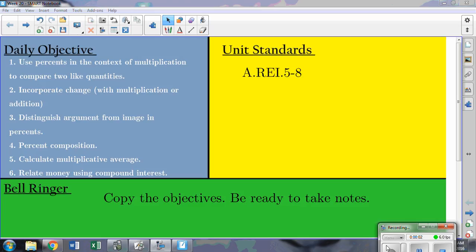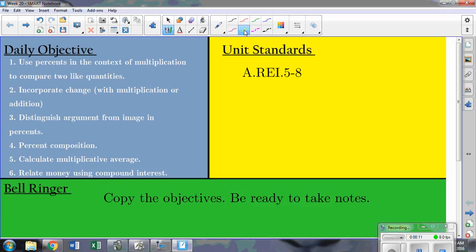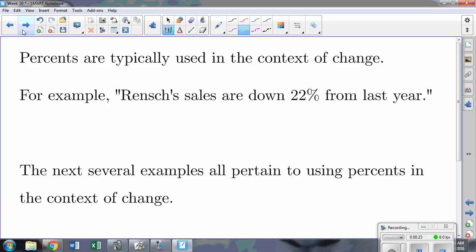In this video, we are going to continue our discussion on section 4.4, percents and compounding. In particular, this video will address our second objective, how you can incorporate change, focusing mostly on multiplication. And thus, we know that percents are typically used to keep track of changes.